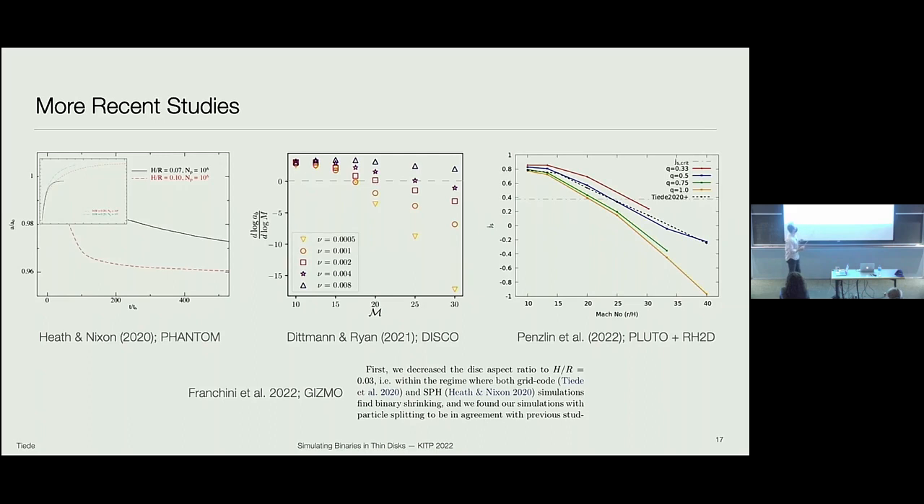And you can move this critical point around, about where this turn actually happens, by varying things like viscosity and the mass ratio and things like that. But for all of these, they do find that at some point you hit this critical point and get binary in-spiral.